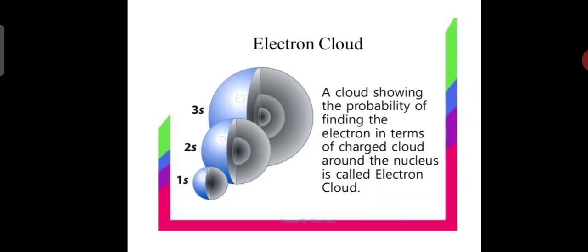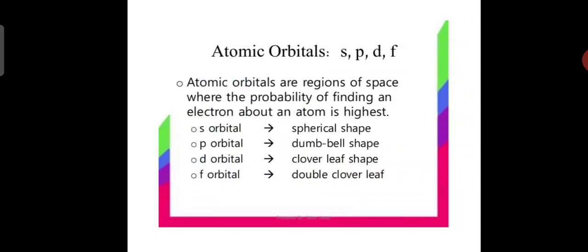Electron cloud: a cloud showing the probability of finding the electrons, in terms of charge cloud, around the nucleus. So that is where the probability of finding an electron outside the nucleus is. Then the atomic orbitals, we have S, P, D, F. Earlier, these were called sublevels; they are also called atomic orbitals.